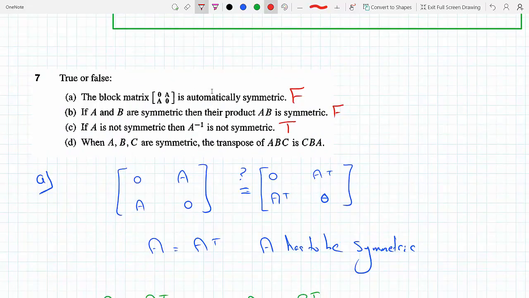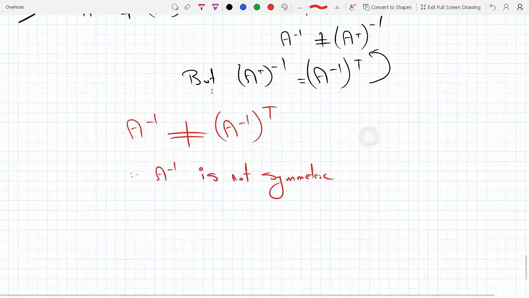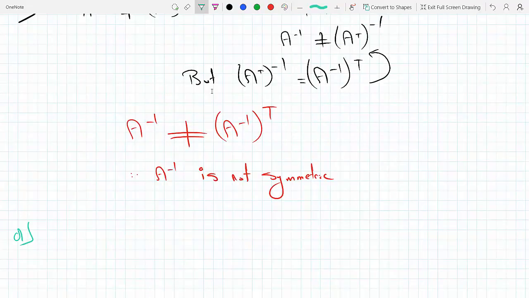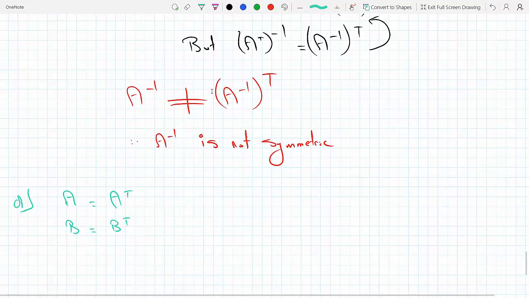Okay, the last one, it says if A, B, and C are symmetric, then the transpose of ABC is CBA. Okay, let's test that. So if A is symmetric, then A has to equal A transpose, and if B is symmetric, B has to equal B transpose, and same thing for C. So they all have to be the same as their transpose. This is the definition of a symmetric matrix.